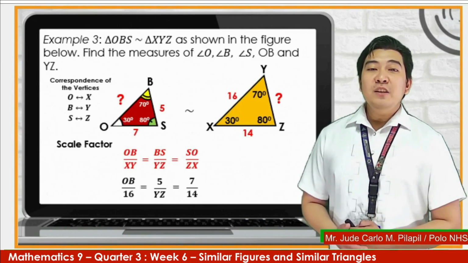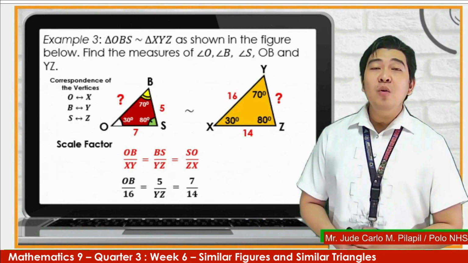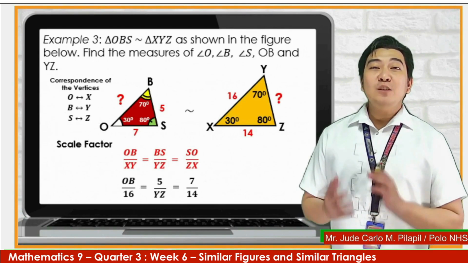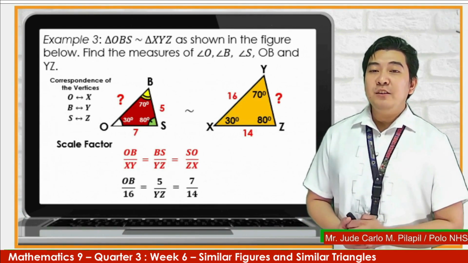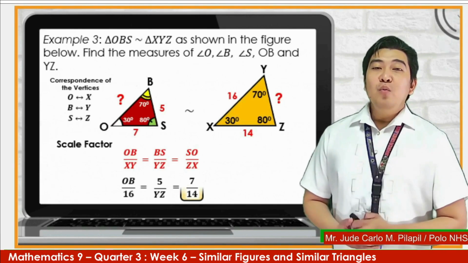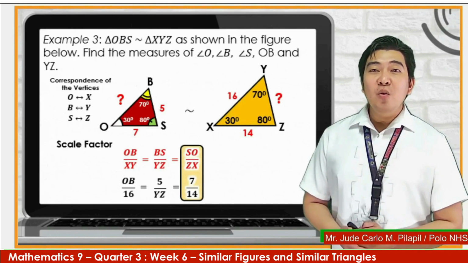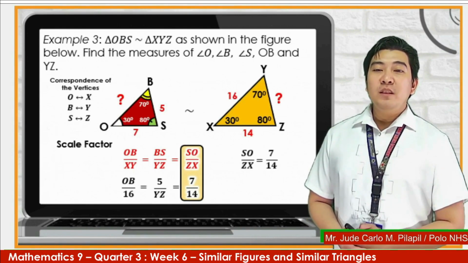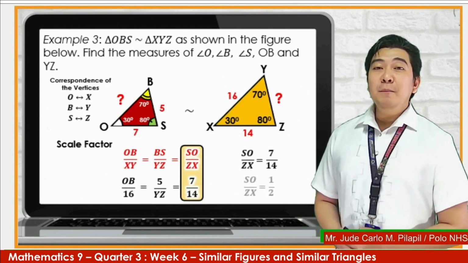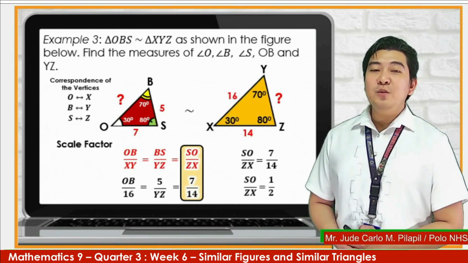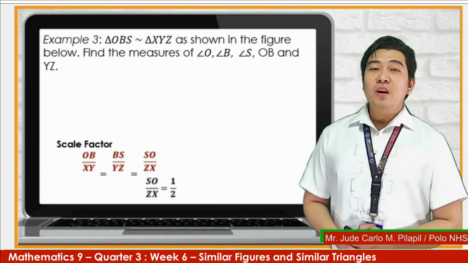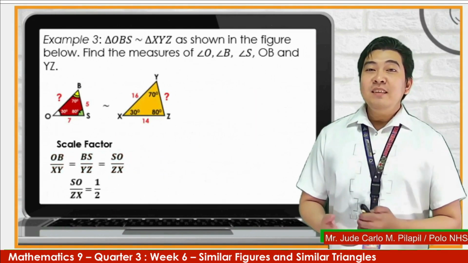We need to consider and identify the ratio of the known corresponding side lengths that can be used in solving for the unknown lengths of the other sides. Hence, we can use the ratio of SO over ZX, which is equal to 7 over 14. And if we simplify, that would just be equal to 1/2. Out of the scale factor, we can get the missing side lengths.